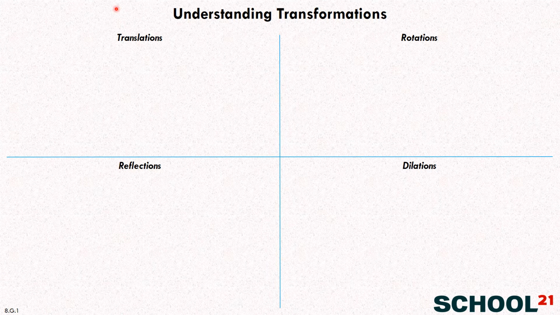All right, we're here with our student Rita to talk about transformations and understanding those. You ready to go? Yeah. Okay, great. So there's really four kinds of transformations. One is translations, rotations, reflections, and dilations, okay? Okay. So we'll talk about what each one of these means.